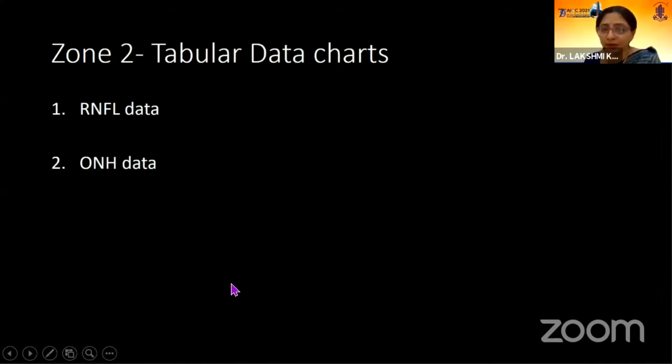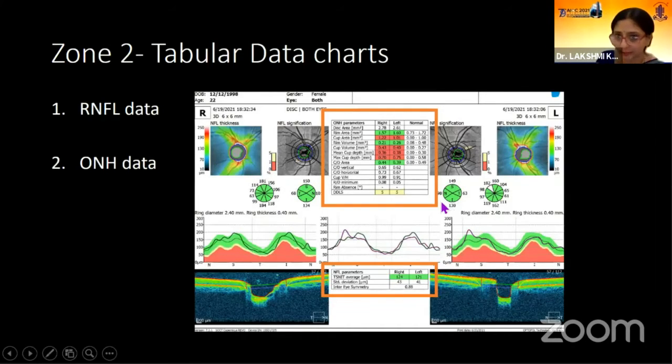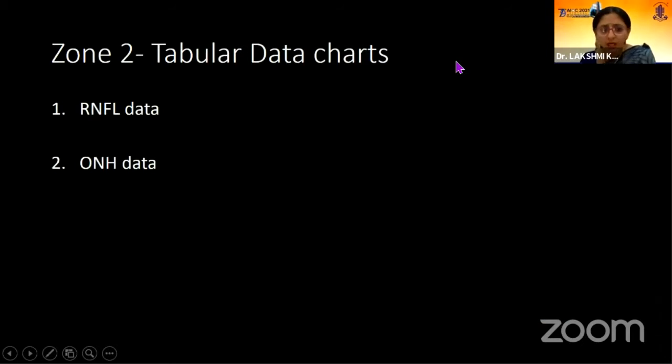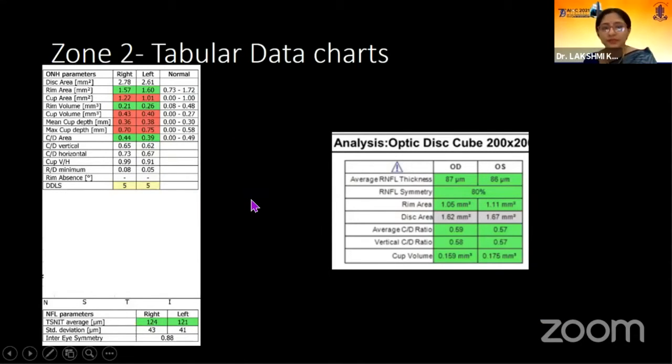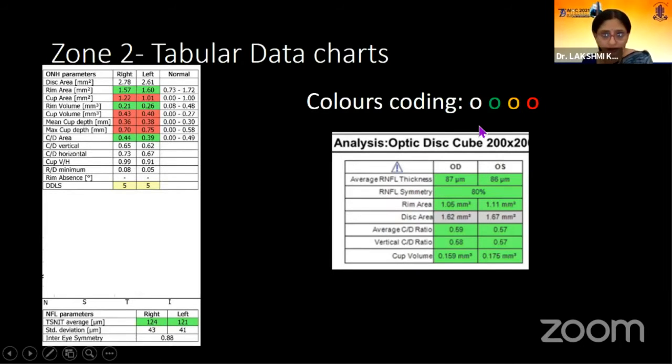Then we have the tabular data charts. It can be RNFL data and ONH data that is displayed in the center. Basically the first thing that we see in this is the color coding. If there are hot colors, yellow and red, in both the RNFL data as well as ONH data, that means it's abnormal. It can be glaucomatous. And cold colors like green and white mean that it's normal.